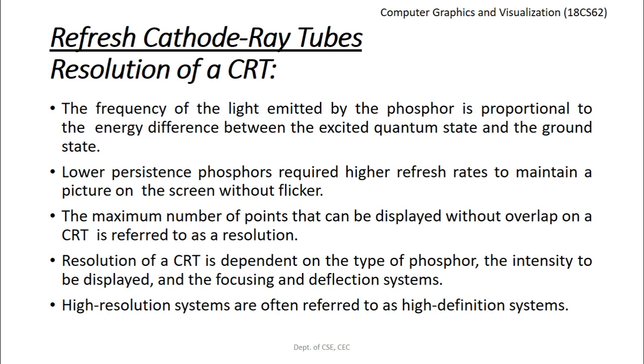That is called the resolution of a CRT: the maximum number of points or pixels that can be displayed without an overlap on a CRT. The resolution of a CRT is dependent on the type of phosphor, the intensity to be displayed, and the focusing and deflection systems. So all these factors contribute to the resolution.